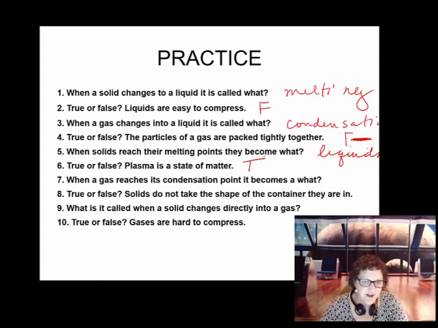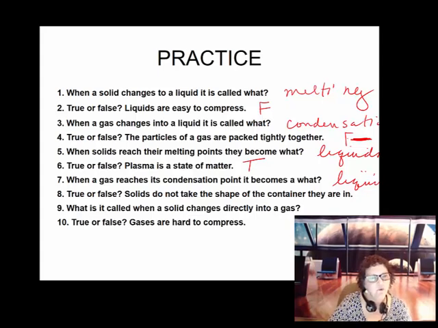When a gas reaches its condensation point, it becomes what? Condensation means, like if you think about a pot of water boiling and you open the top and you've got those little beads of water in there, it's when the gas becomes a liquid.